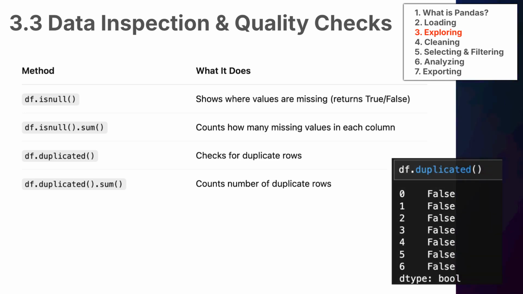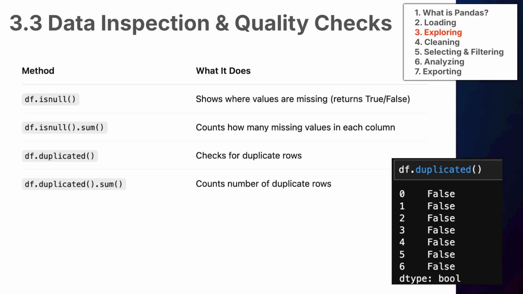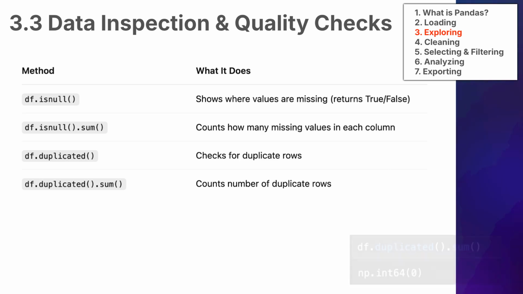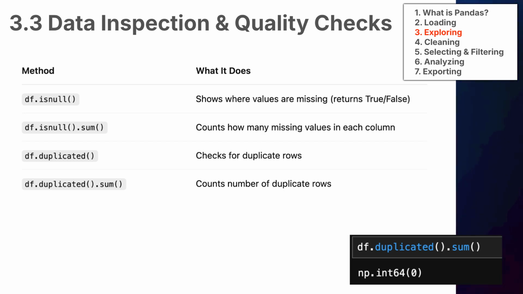Next, duplicated. This method checks if there are any duplicate rows. This returns a series of true or false. True means this row is a duplicate. False means unique row. Next, duplicated and sum. You can use this when you want to know how many duplicate rows there are. And you can remove duplicates to keep your data clean.